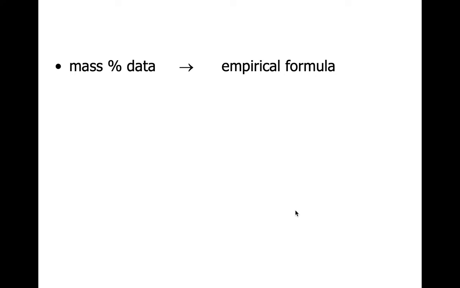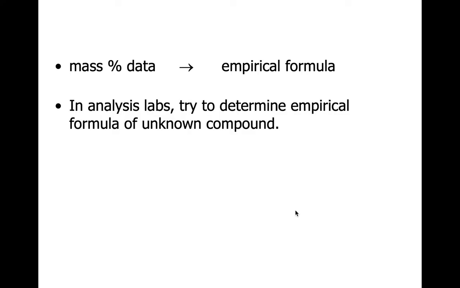So what do we end up doing? We do something in the lab and we get mass percent data, and then we do some work with pen and paper to turn that into an empirical formula. The mass percent data is a mass to mass ratio, while the empirical formula represents a mole to mole ratio.